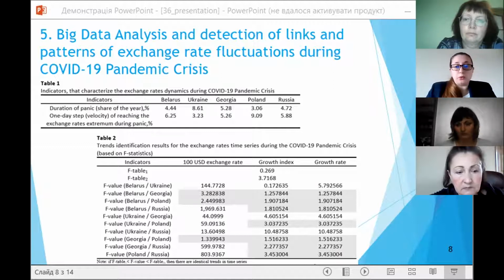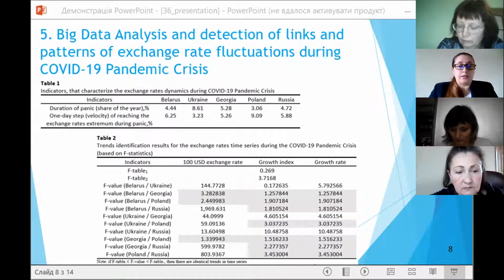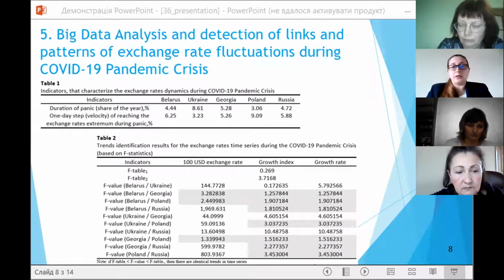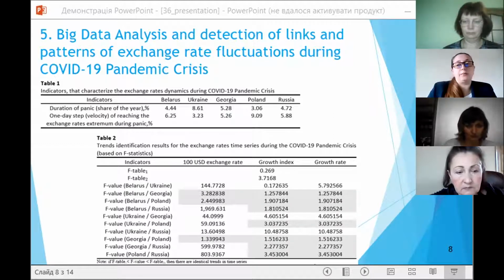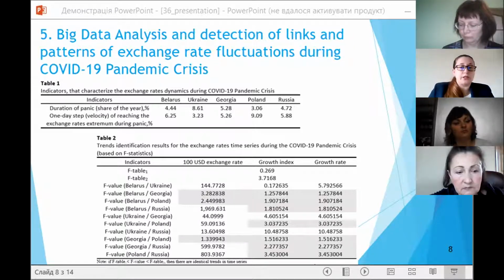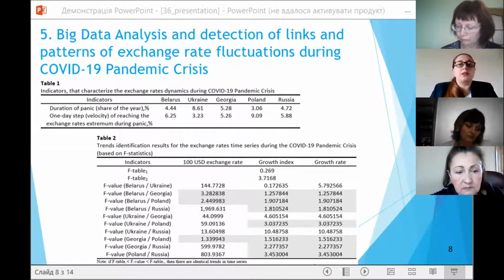In table 2, those combinations are highlighted for which the presence of identical trends in time series was detected. Have to note that Ukrainian FX market volatility does not have similar trends with the FX markets of Belarus, Georgia, and Russia. There is only a similarity in the trend of growth index and growth rate with the Polish foreign exchange market.